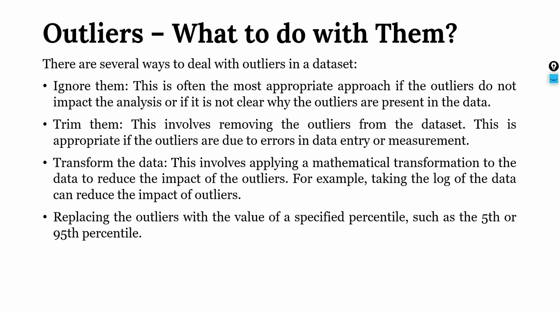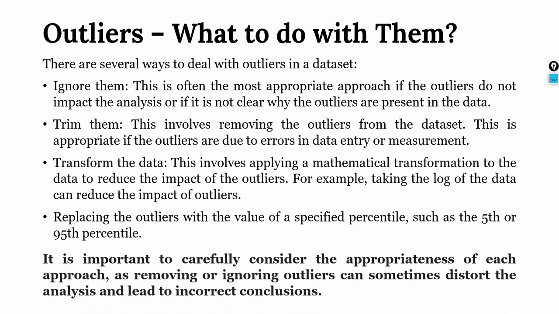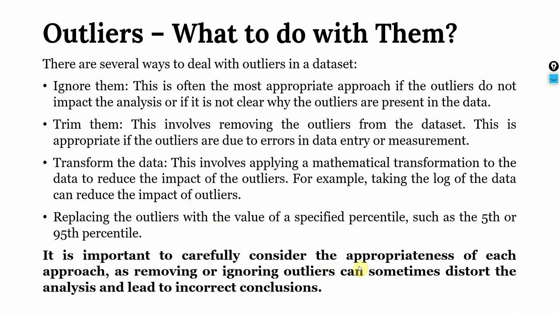So if there is an outlier, replace it with a 5th or 95th percentile score. Now, it is very important to carefully consider the appropriateness of each approach, as removing or ignoring outliers can sometimes distort the analysis and lead to incorrect conclusions. Now, what we are going to do is identify the outliers using SPSS.